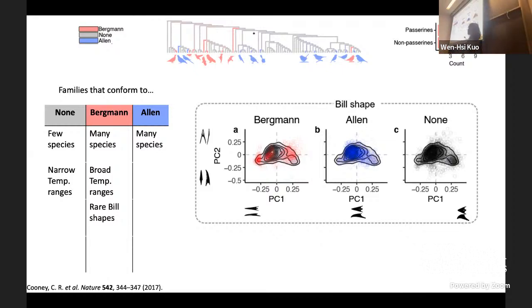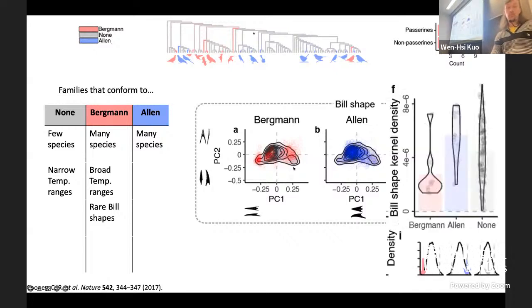Whereas species that belong to families that conform to Allen's rules, in blue here, tend to be pretty clustered around your average bill size, right? They're kind of common bird-like bills. And for this result of rarity, we could then quantify the kernel density within each of these morphospace plots, and we can show that there is a significant effect for the families that conform to Bachmann's rule. They have much rarer than expected bill shapes.